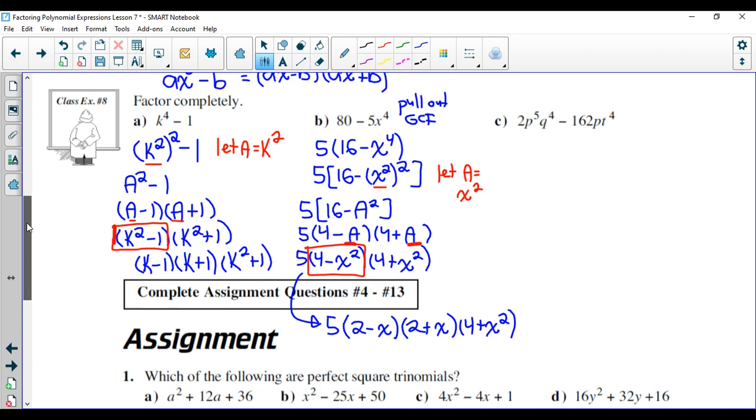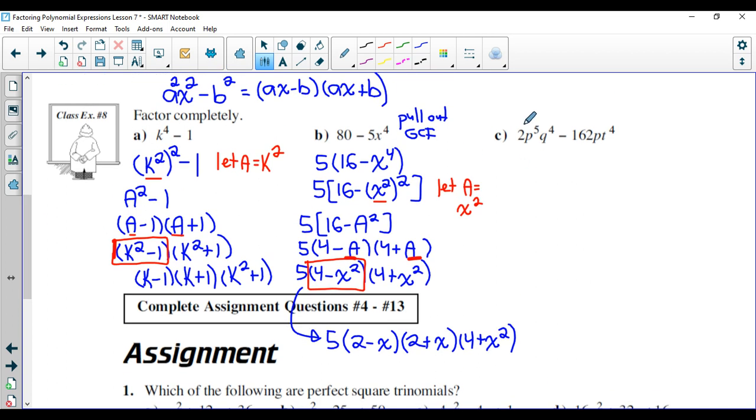Okay, we got one more here. Okay, so this is looking pretty funky. So you've got 2p to the power of 5, q to the power of 4. So I mean, it's immediately weird because you'd expect the two exponents to at least be the same. Minus 162p t to the power of 4. Now again, always as a first step, you should always attempt to pull out a GCF.